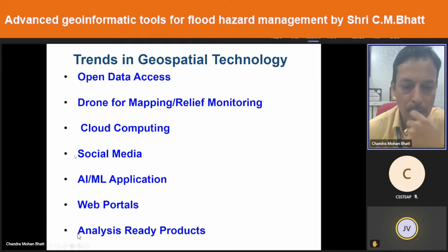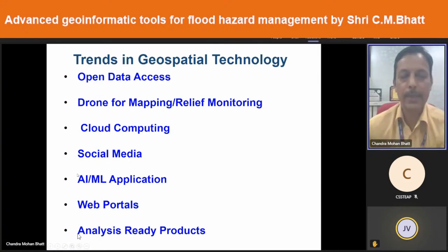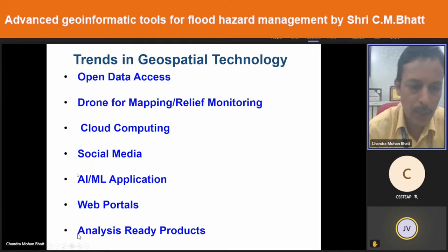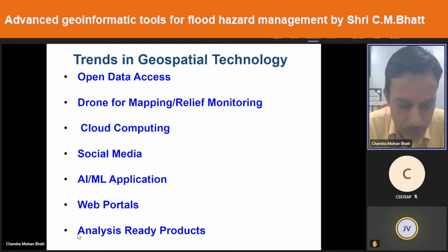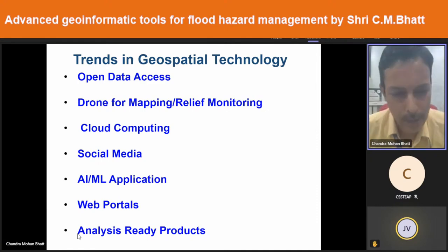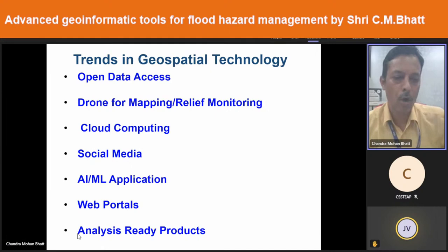Then a lot of people are using social media like Twitter and Facebook, whatever inputs are coming there, to indirectly assess hotspots or what kind of flooding is happening. Artificial intelligence and machine learning applications are also becoming very popular to identify the areas which will get flooded, or how the flood will be in times to come. In India also, the Central Water Commission and Google have come together to use this technique to give flood alerts to common people.